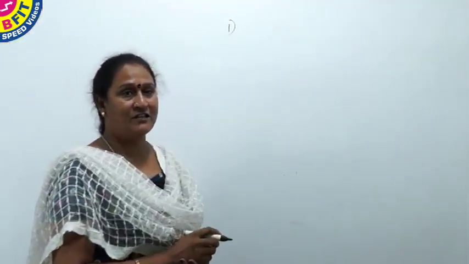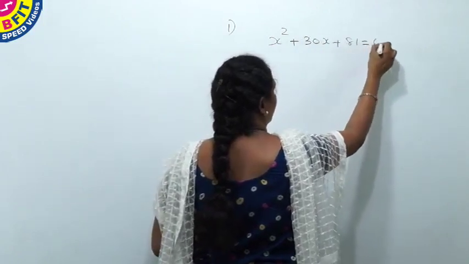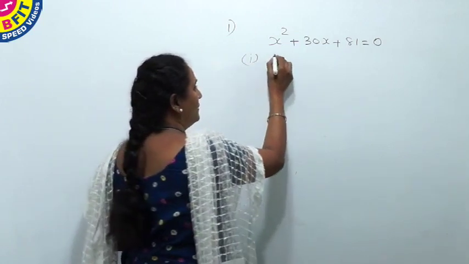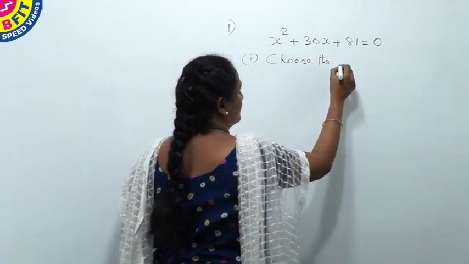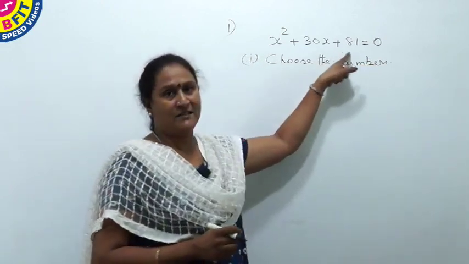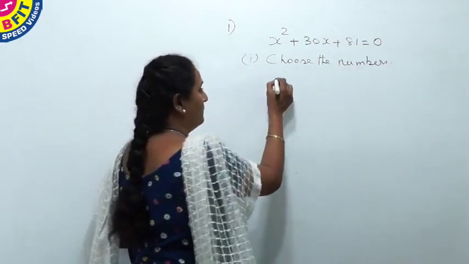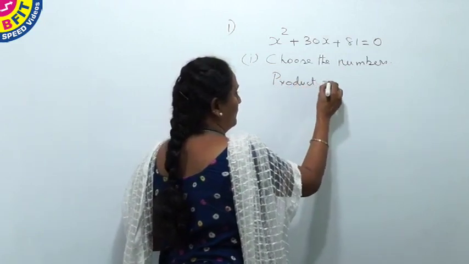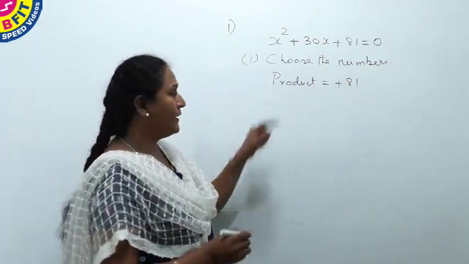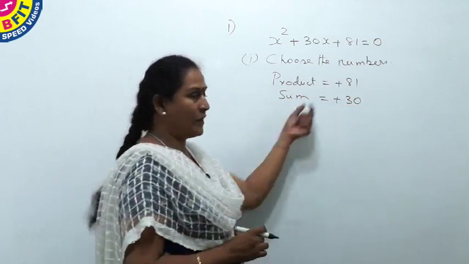So problem number 1, the first equation, x square plus 30x plus 81 equal to 0. To find the solution, we'll follow 3 steps. The first one, choose the numbers according to the equation. You have plus 81 here, so the product should be plus 81. As the coefficient of x square is 1, the product is just 81. As you have plus here, the sum of those two numbers which we choose should be 30. So to choose the numbers, the product should be 81 and the sum 30.